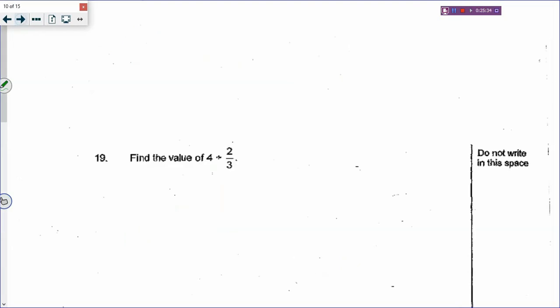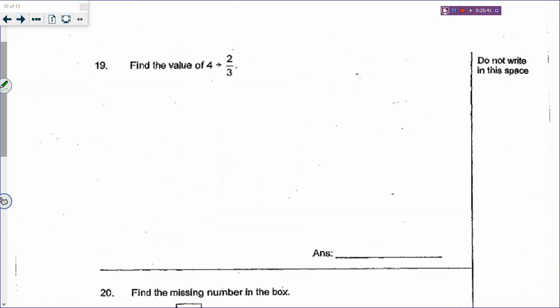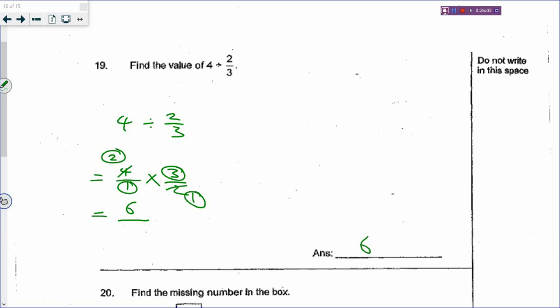Okay, question 19, and your answer is 6. So find the value, okay? Find the value of 4 divided by 2/3. So 4 divided by 2/3. So again, change the whole number into a fraction. So keep the first fraction, change the divide to times, and flip upside down. And you cancel divide by 2 and divide by 2, right? And then you multiply the numerators, and then you multiply the denominators, and that's how you get your answer 6.